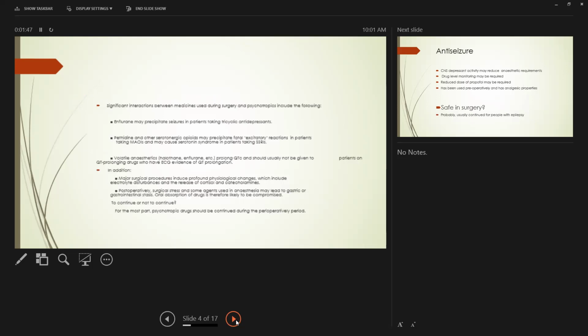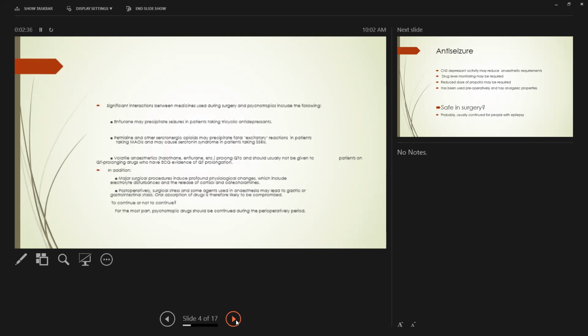Significant interactions between medicines used during surgery and psychotropics include the following. Enflurane may precipitate seizures in patients taking tricyclic antidepressants. Pethidine and other serotonergic opioids may precipitate a fatal excitatory reaction in patients taking MAO inhibitors and cause serotonin syndrome in patients taking SSRIs. Volatile anesthetics like halothane, enflurane, etc. prolong QTC and should usually not be given to patients on QT-prolonging drugs who have ECG evidence of QT prolongation.